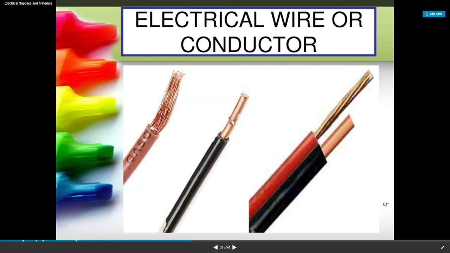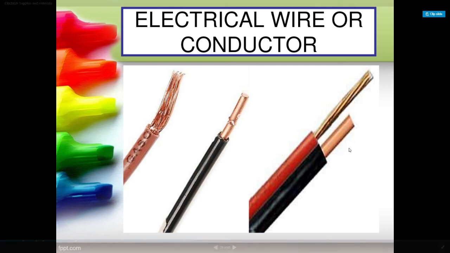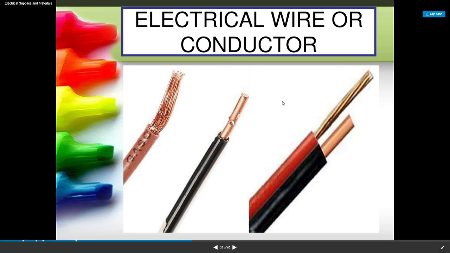Next, these are examples of wires or electrical conductors. The leftmost picture is the stranded wire, while in the middle is the solid wire. And the one in the rightmost picture is a combination of solid wire and stranded wire.